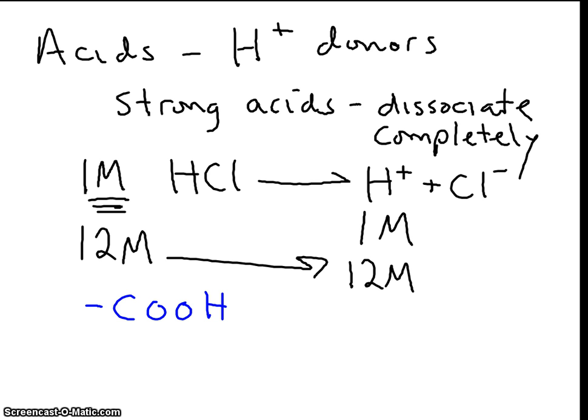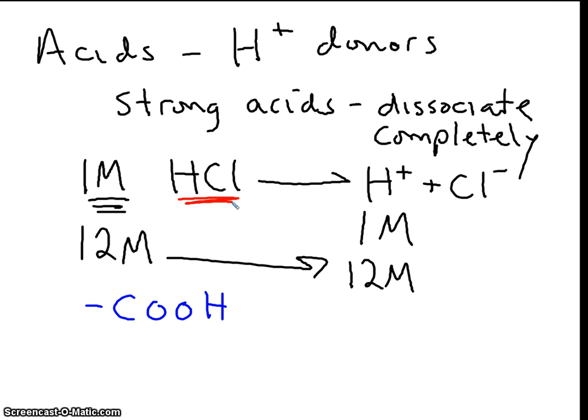As we said before, an acid is a proton donor, a hydrogen ion donor. And we can have strong acids and weak acids. Strong acids will dissociate completely. What that means is if we have something like hydrochloric acid, HCl, in water, that will dissociate completely. For every one molecule of HCl, we're going to get one hydrogen ion.